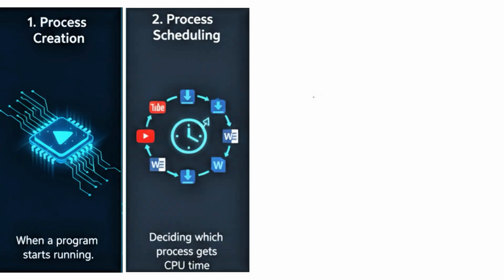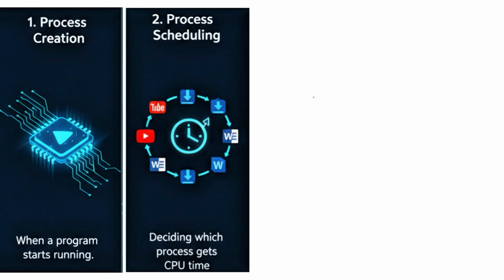The second is process scheduling. This is about deciding which process gets to use the CPU and for how long. The OS manages multiple processes and gives each one a fair share of CPU time using a scheduling algorithm. For example, when you are listening to music while browsing, the OS switches between both tasks smoothly.